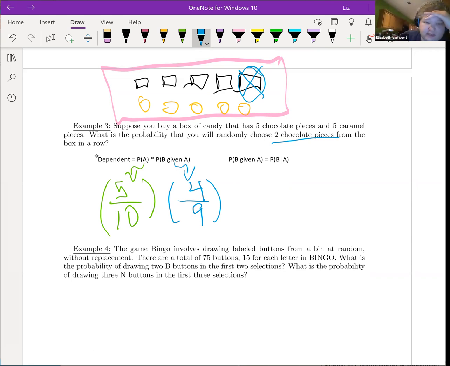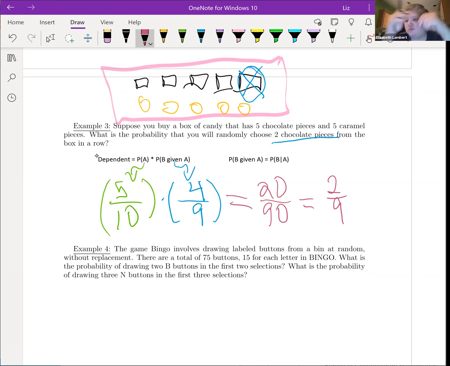All right, now we still multiply. So 5 times 4 is 20. 10 times 9 is 90, which both are divisible by 10, so we get 2/9. So there is a 2 out of 9 probability that I will pull 2 chocolate pieces from the box for my first 2 pulls. That question is really written badly. It shouldn't even say in a row because that, anyway, it should say in the first 2 pulls.